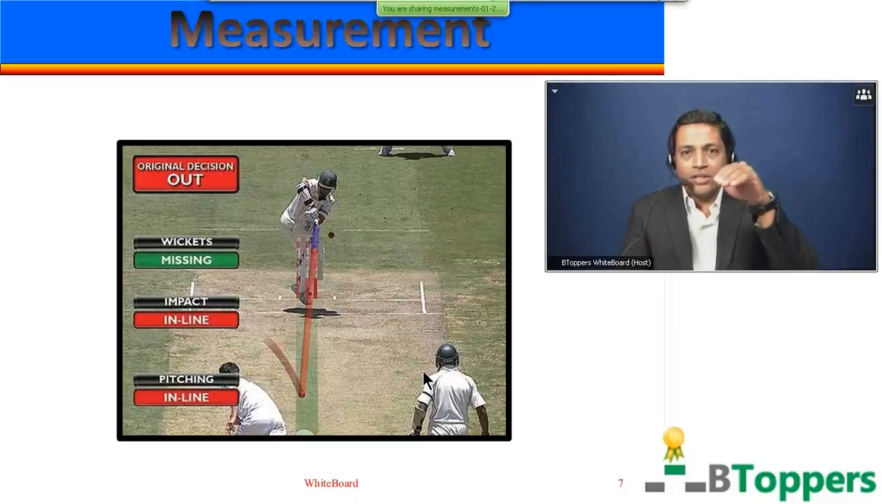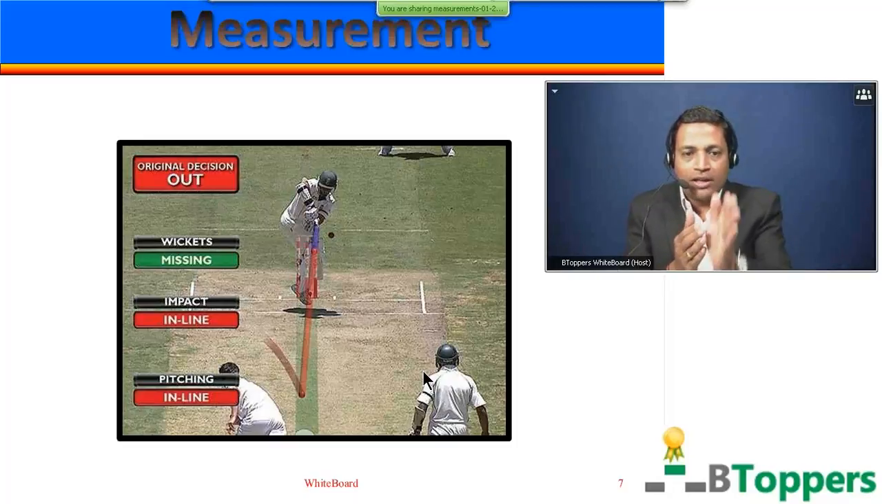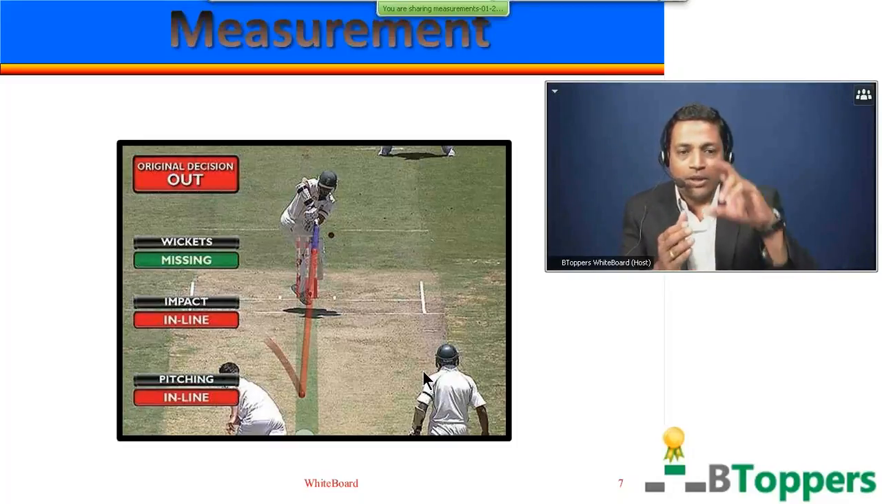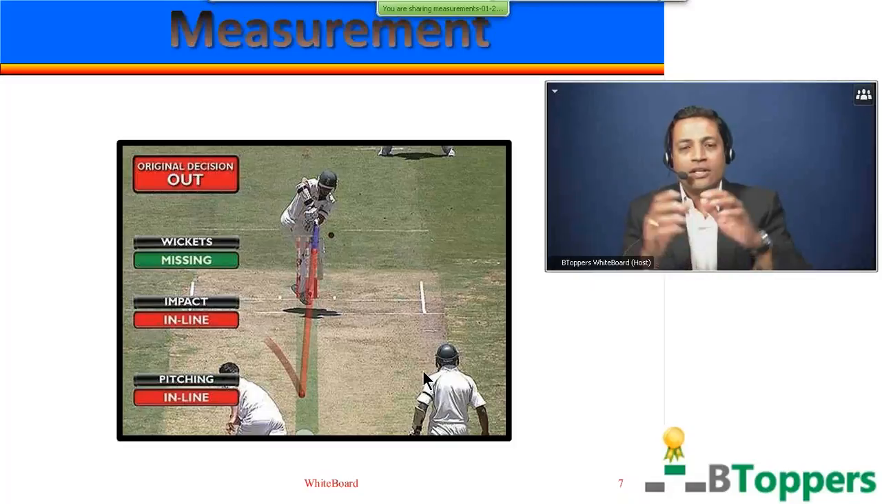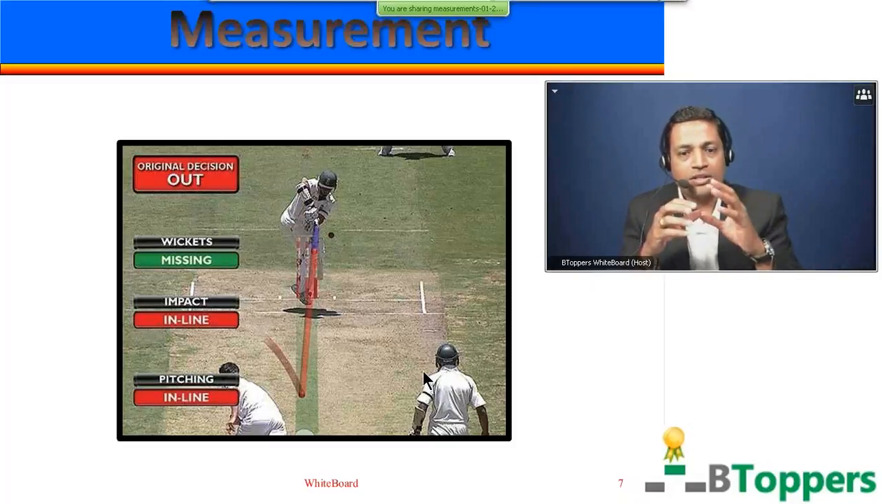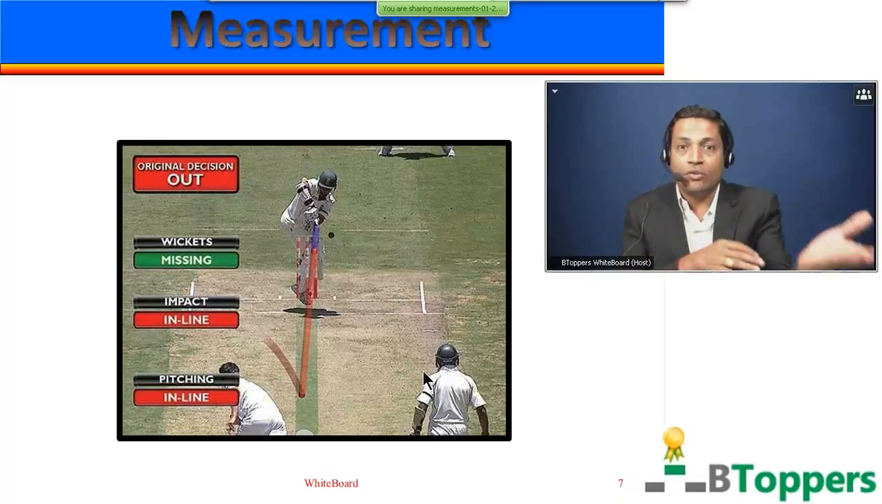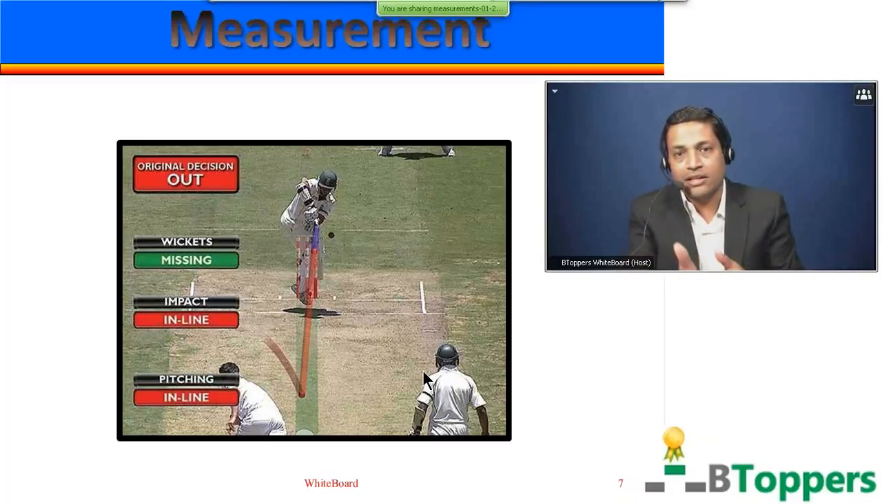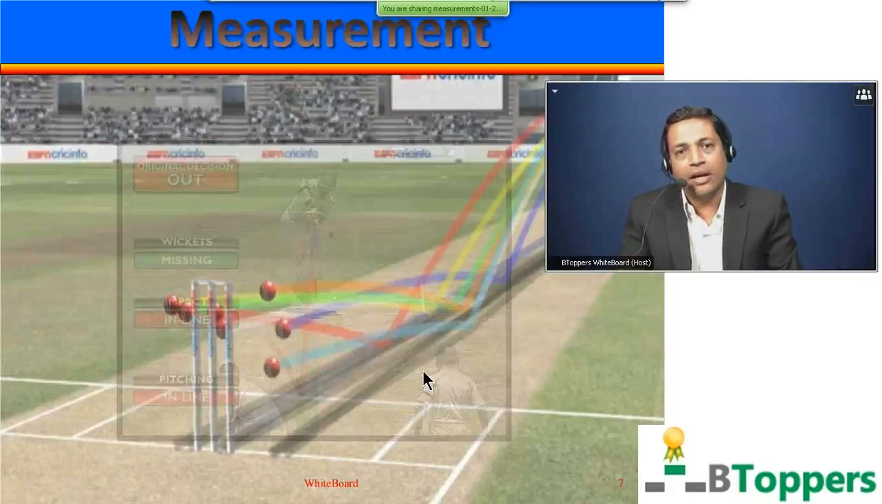There, you see what they use is what is called the Hawkeye. Hawkeye measures the line of the ball, the length of the ball, and whether it is going to hit the wickets or not. There is a very complex calculation involved in that, and all the calculations there require measurement. Otherwise, you don't know where the ball is landing. You don't know in which direction the ball is going to swing. Therefore, measurement is involved everywhere.